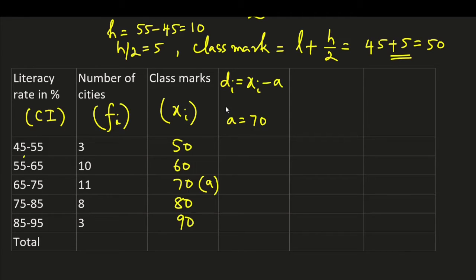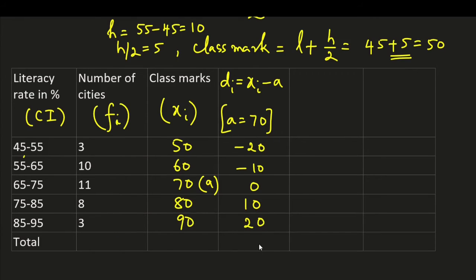Now here let us find di. 50 minus 70 is minus 20. 60 minus 70 is minus 10. Here xi is 70 and A is also 70. 70 minus 70 is 0. 80 minus 70 is positive 10. 90 minus 70 is positive 20.